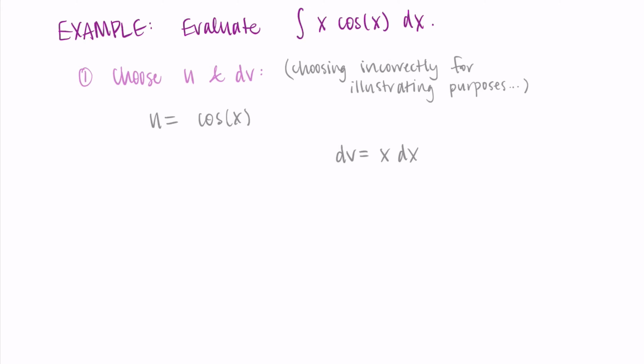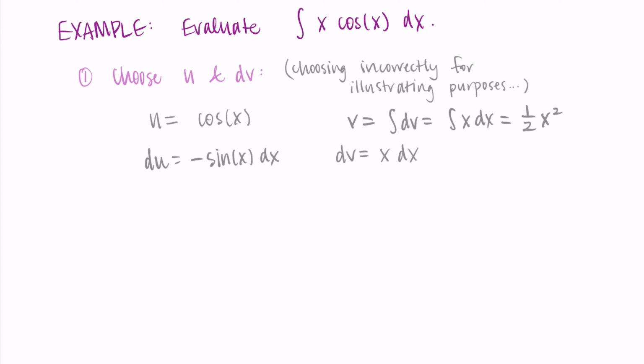I like to organize mine in this way, where I write the u up in the top left and the dv in the bottom right, because now we're going to take the derivative of u, which I'll write below my u, and we're going to find the antiderivative of dv, which I'll write above. First, the derivative of cosine is negative sine dx, and now we have to find the antiderivative of our dv. This is the antiderivative of x dx, which is 1/2 x squared.